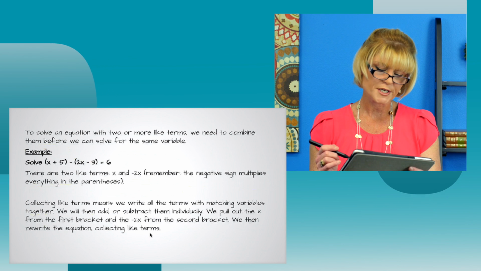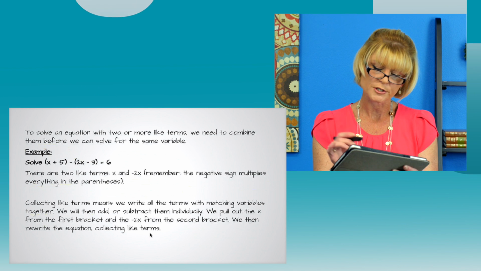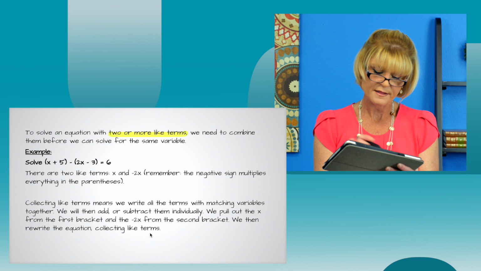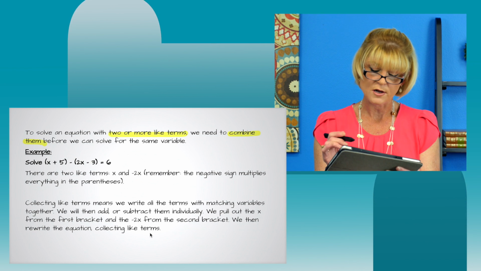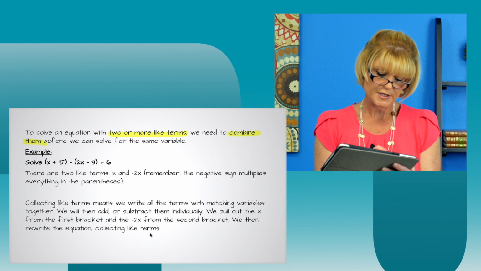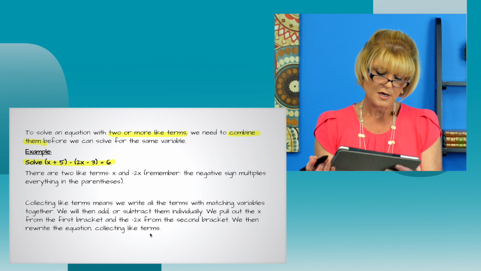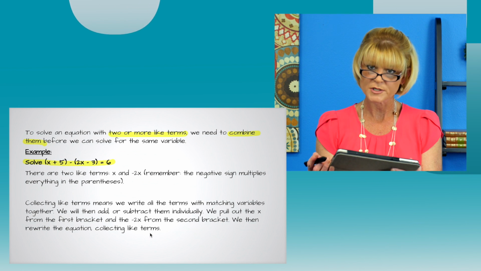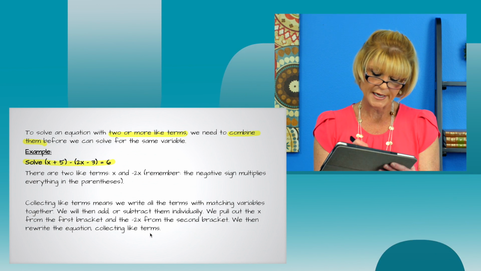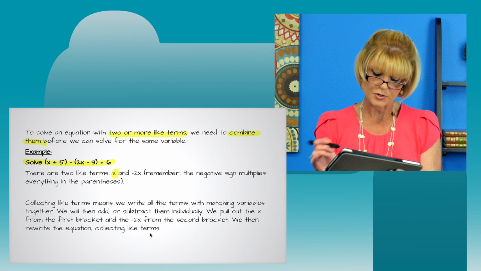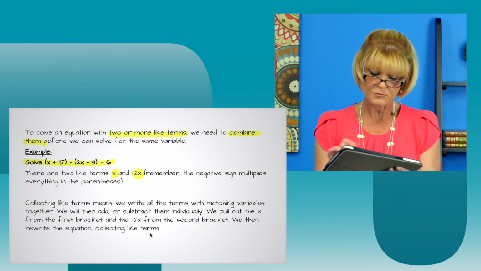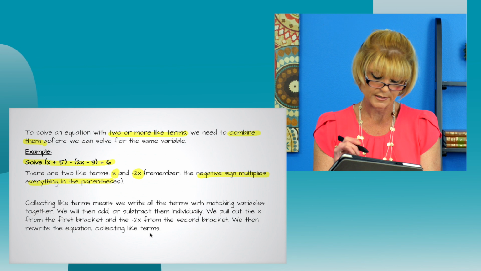Okay, to solve an equation with two or more like terms, we need to combine them first so we can solve for the same variable. Here's one that says solve x plus 5 minus 2x minus 3 equals 6. So there's two like terms, x and negative 2x. Now remember, the negative sign multiplies everything in the parentheses.